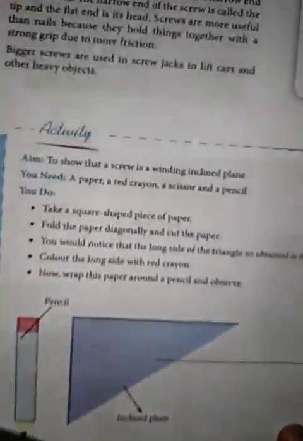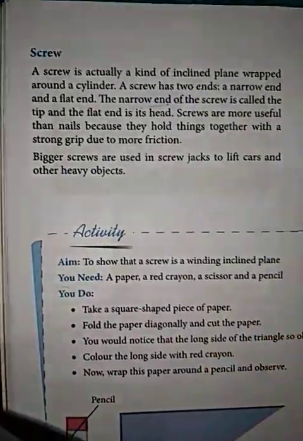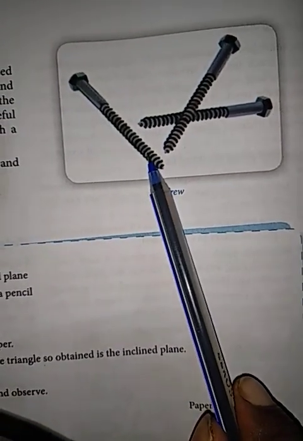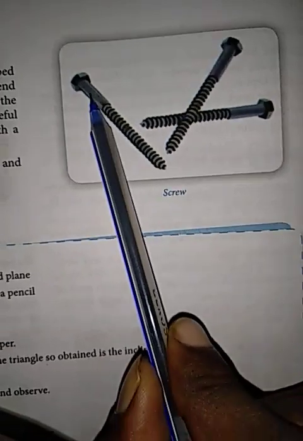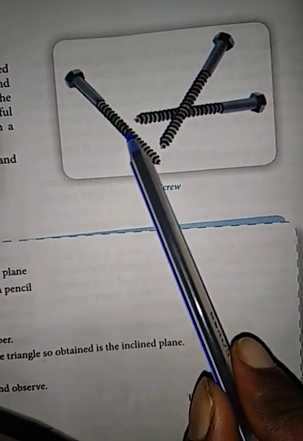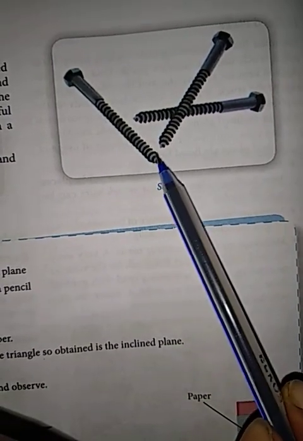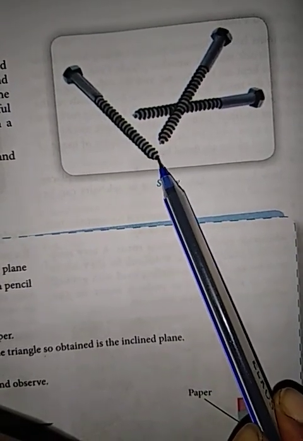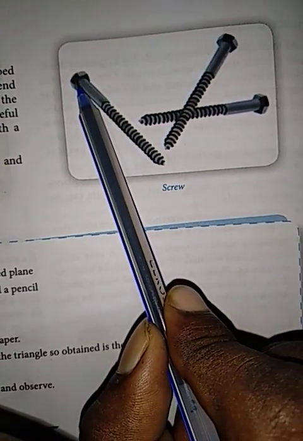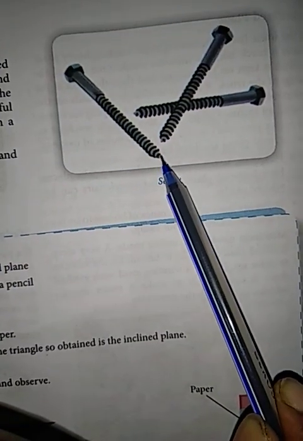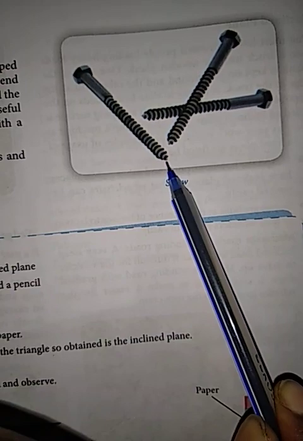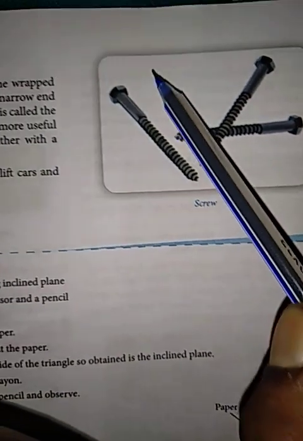Now another type of simple machine is the screw. A screw is actually a kind of inclined plane wrapped around a cylinder. This is a cylinder and it is wrapped around this cylinder. A screw has two ends. One is the narrow end, and this is the flat end. The narrow end of the screw is called the tip, and the flat end is called the head of the screw.